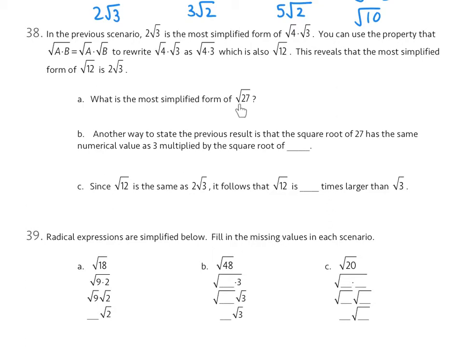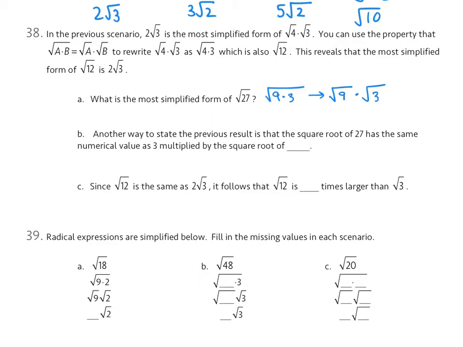What is the most simplified form of the square root of 27? Well, let's think about numbers that can multiply together to make 27, and we want to pick numbers that are perfect squares. So in this case, 27 is 9 times 3. And I can use this property that if they're multiplied together under one square root, I can look at that as the square root of each number separately under different square roots and then multiply together.